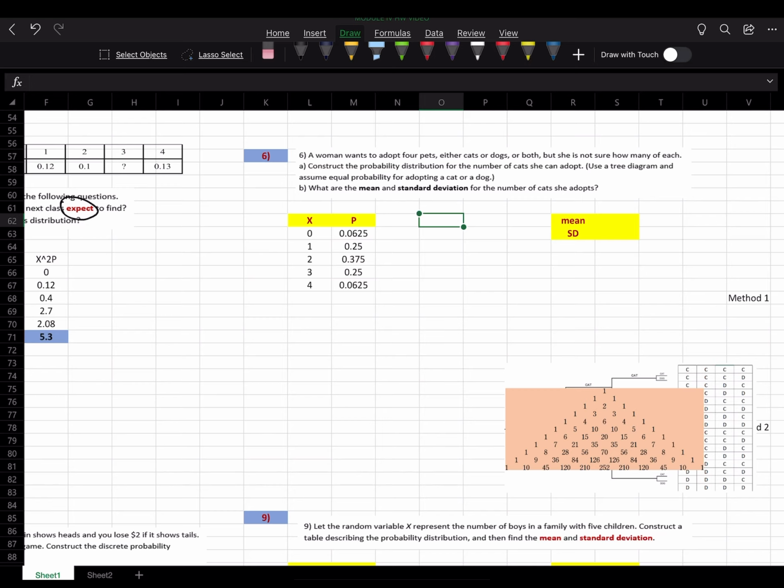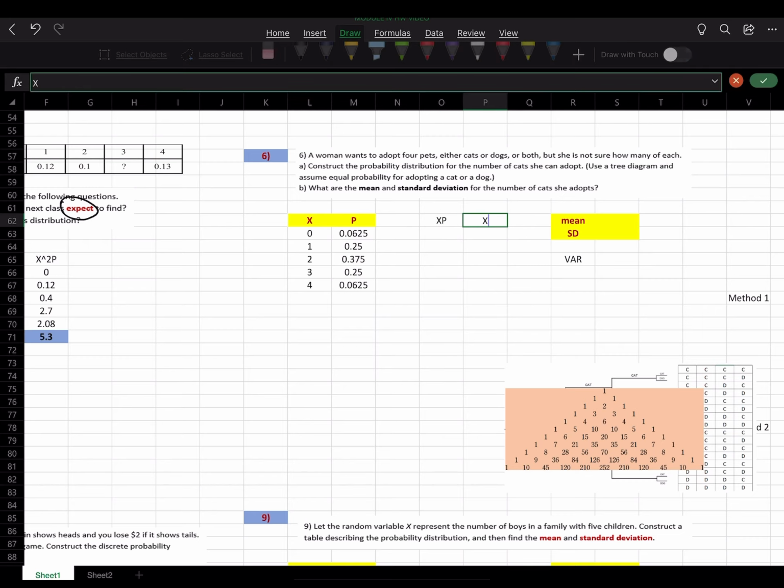There we go. So let me move that away so I can calculate the mean and the standard deviation. And remember, every time they ask you to calculate the mean and the standard deviation, you have to calculate the variance first before you calculate the standard deviation, even if they don't ask you for the variance. Just remember that.